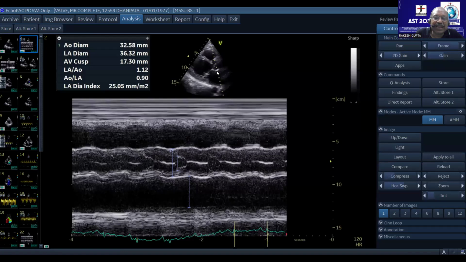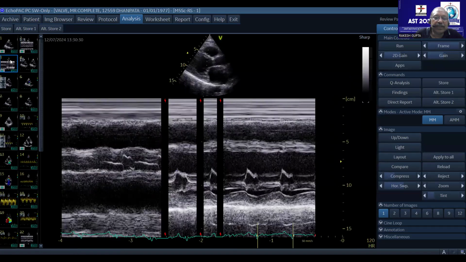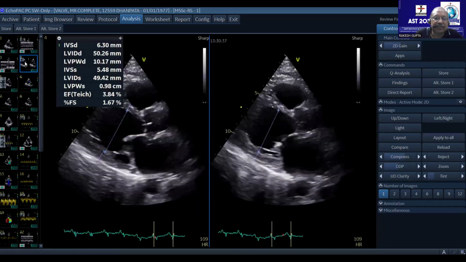Now look at my LA. The LA is a little large, 25 millimeters over here also. Then I went to measure other factors. The machine-measured factors are 51 at end diastole and 49 at end systole, which is not correct. So this is not correct.